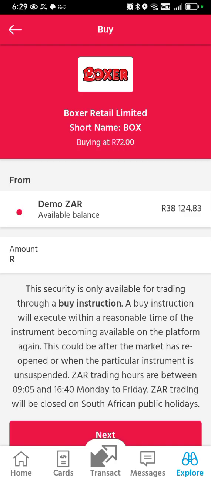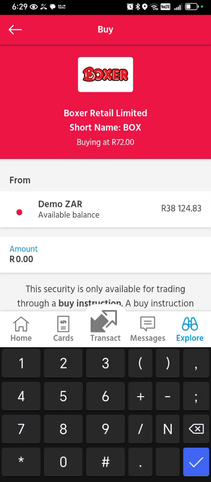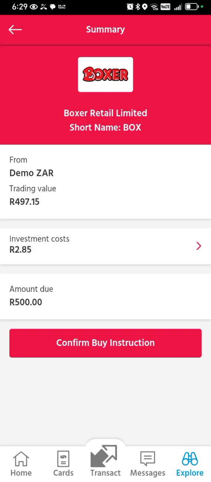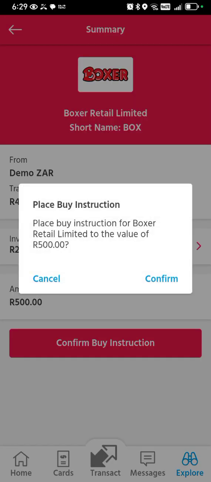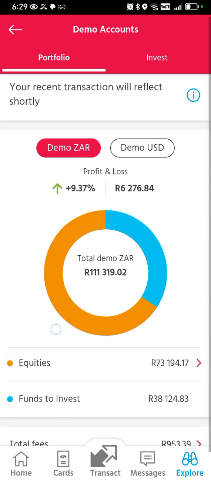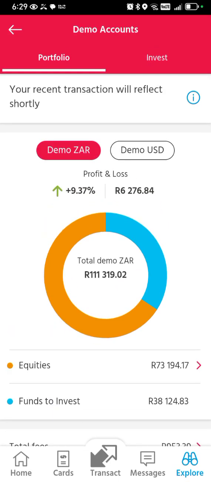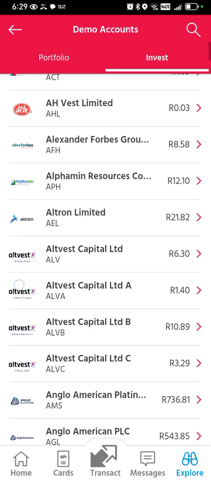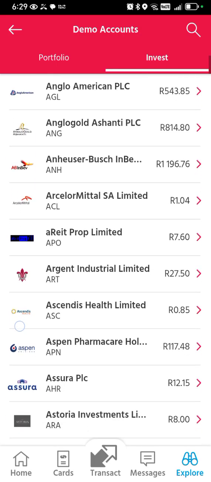Then you can say maybe buy. You can buy shares, which means it's growing. Boxer is growing. It's a growing company. Maybe we can say maybe 500. Then you confirm your purchase. Because I believe Capitec makes it easy to invest here, like this. And then you continue. You check maybe other companies.